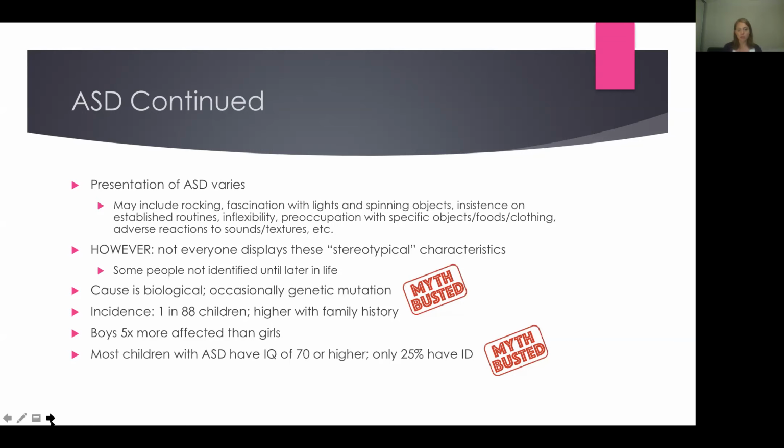If you have any questions about that, feel free to follow up with me directly. Autism can be quite common. 1 in 88 kids have it. It's higher if there's a family history of autism, so a parent or sibling who has autism. Boys get it a lot more often than girls.